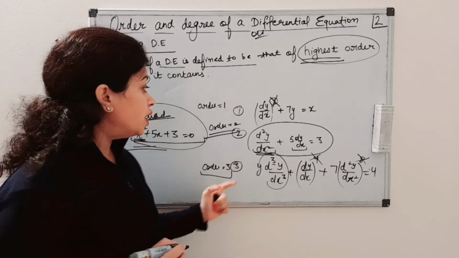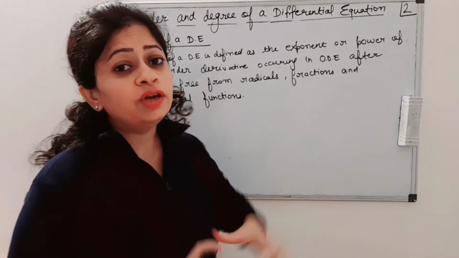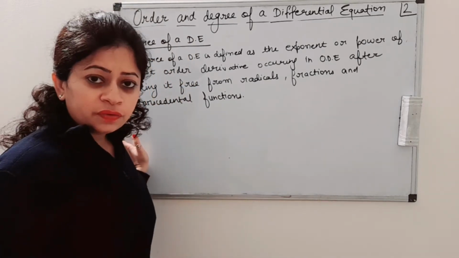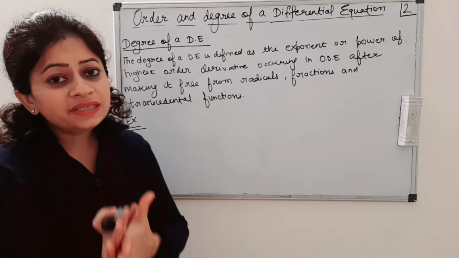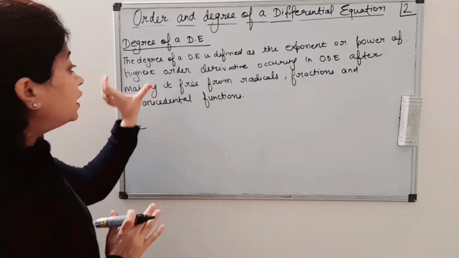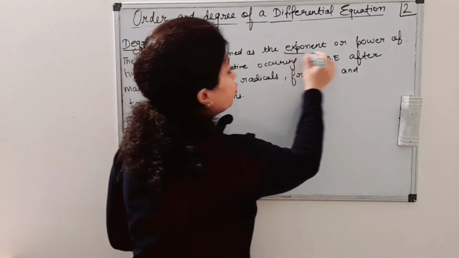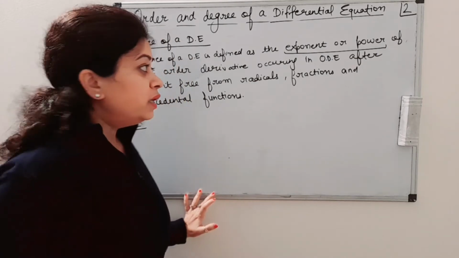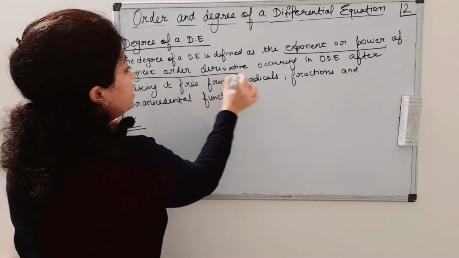And now we will come to what is the degree of a differential equation. We are studying ordinary differential equations, so we will talk about that only. First of all, we will see the definition. The degree of a differential equation is defined as the exponent or power. That means we need to see the power. But power of what? Power of the highest order derivative.